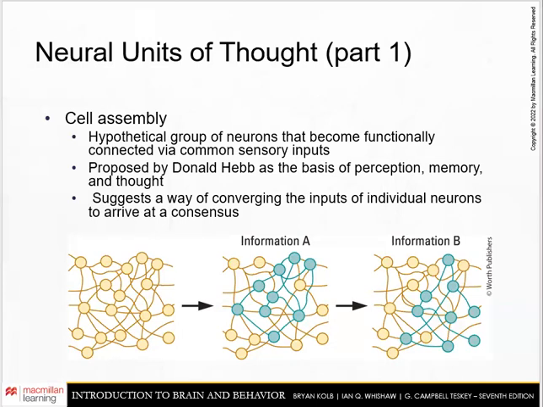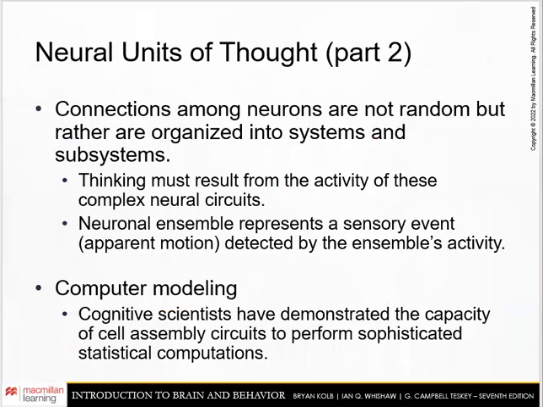So we are able to see we have this group of neurons, and in the presence of information A, there is this certain set that becomes functionally connected, and in the presence of information B, there's this other unique set that becomes functionally connected, which is just interesting. The connections among neurons are not random, but they're organized into systems and subsystems. So the thought is that thinking must result from the activity of these complex neural circuits, and then the neuronal ensemble represents a sensory event that is then detected by the ensemble's activity.